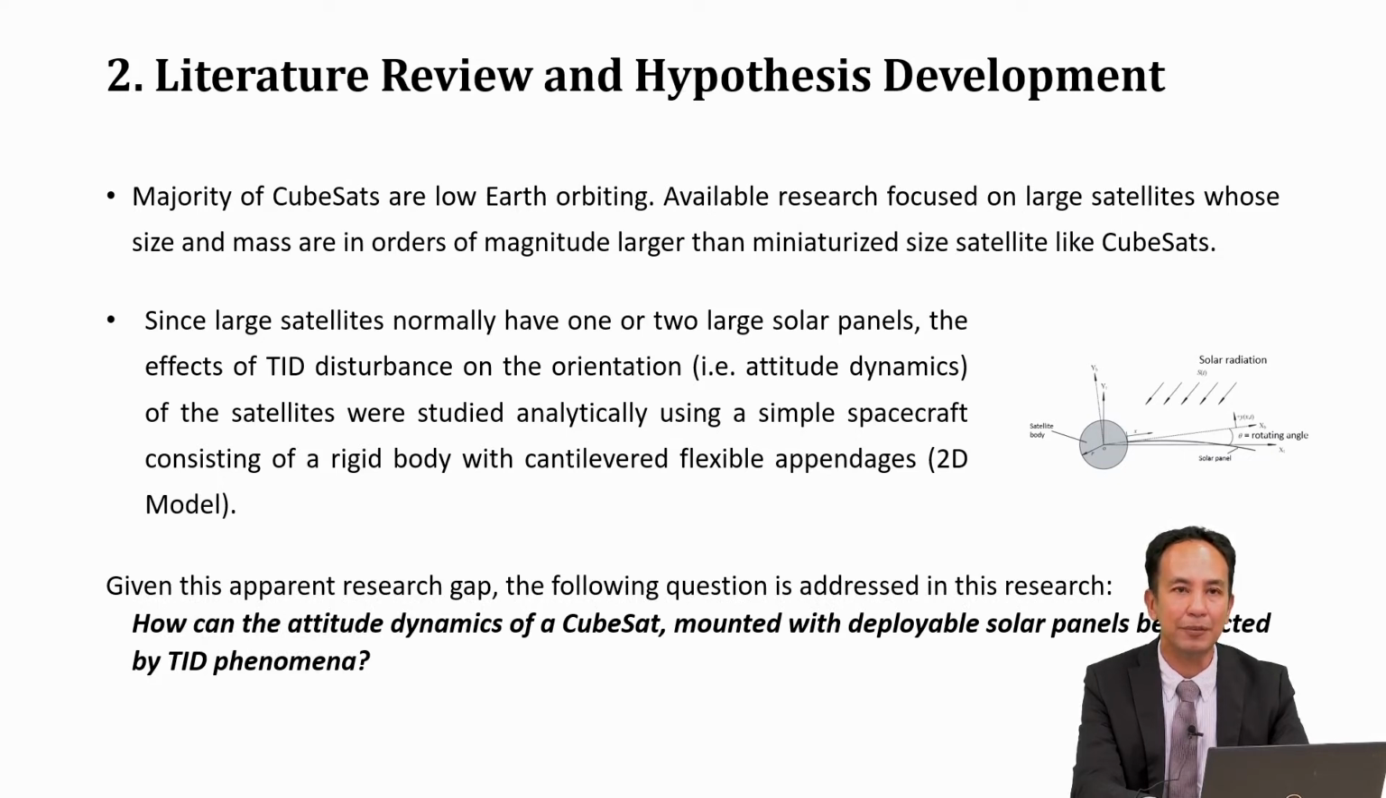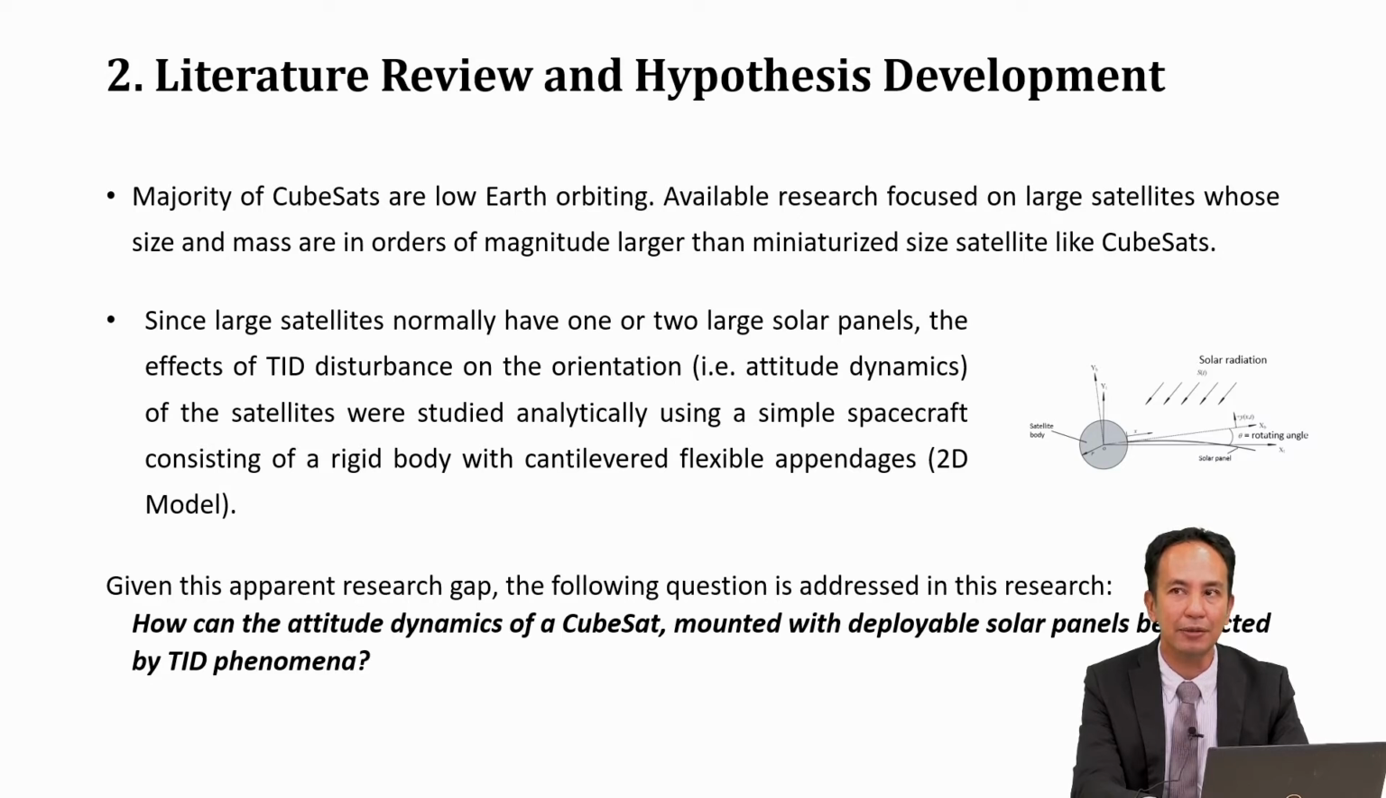From the literature review made, available research focuses on large satellites whose size and mass are in orders of magnitude larger than miniaturized satellites like CubeSat. Since large satellites normally have one or two large solar panels, the effect of TID disturbance on the orientation, or we can also call it the attitude dynamics of the satellites, was mostly studied analytically using a simple spacecraft consisting of a rigid body and one or two beams to represent the solar panels.